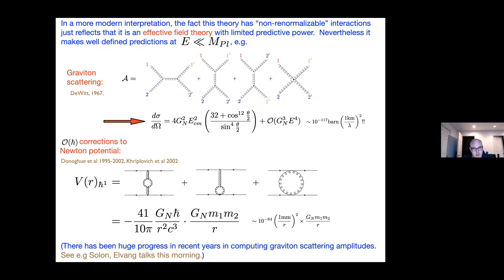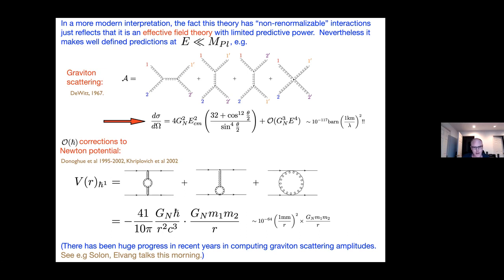For instance, one of the first calculations by DeWitt of graviton scattering gives a well-defined and actually quite simple result. And of course, it's ridiculously small phenomenologically, so it's not something that anybody is going to see anytime soon. Another example is the quantum corrections to the Newtonian potential, as emphasized by Donoghue back in the 90s. Again, this is a quantity that's calculable in this effective field theory up to contact terms that are not accessible. But at long distances, there's a well-defined correction, a well-defined effect with a calculable coefficient.